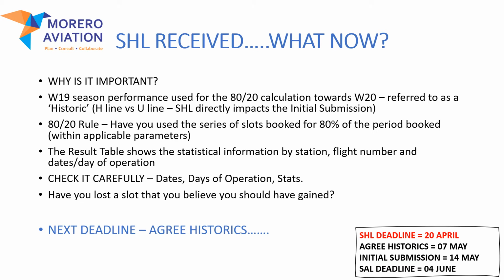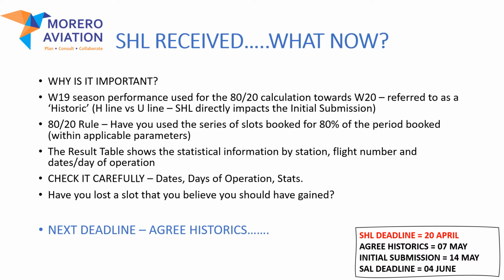In this SHL message, you will find lines with the prefix H and U, H being the slots that made the 80-20 and qualify for historics, and U being those that did not qualify. Remember, this SHL message itself with the H and U lines will form the foundation of your initial submission, which we will discuss later on.